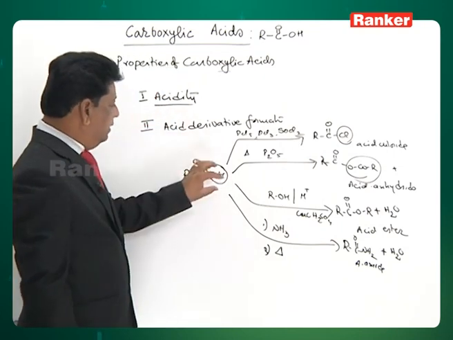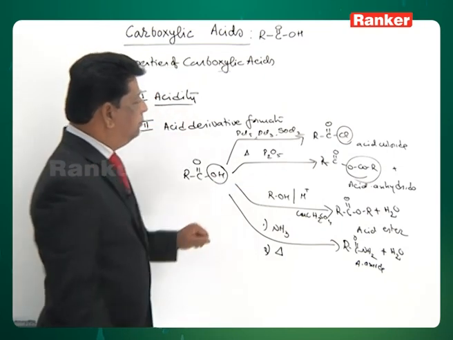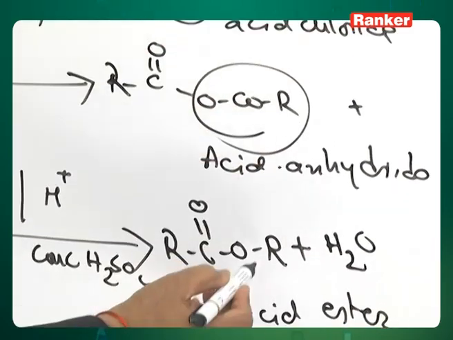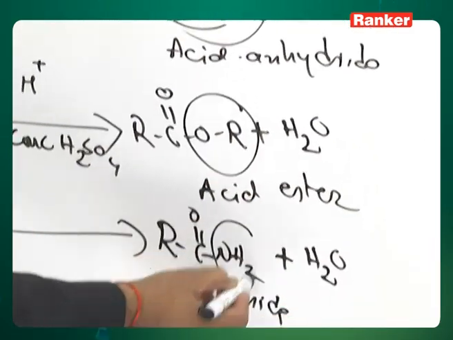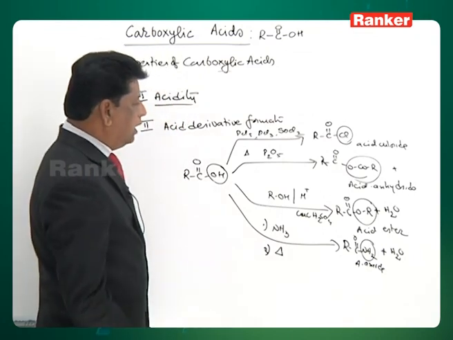All these four are called acid derivatives. Okay, that is basically the OH group replaced by Cl, replaced by OCOR, replaced by OR, replaced by NH2. All these four are called acid derivatives.